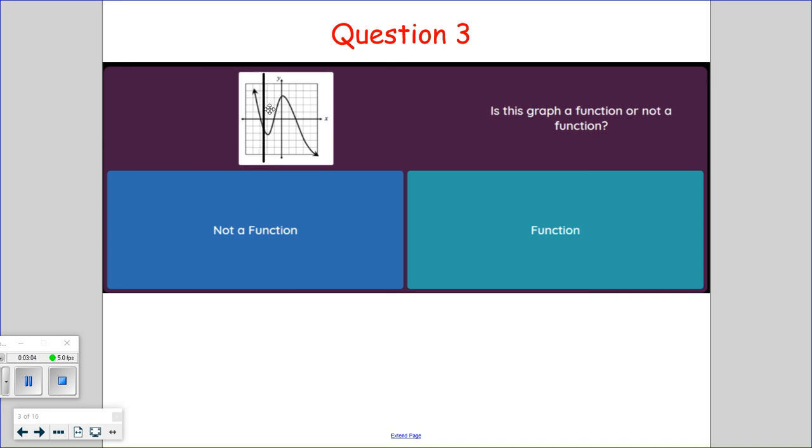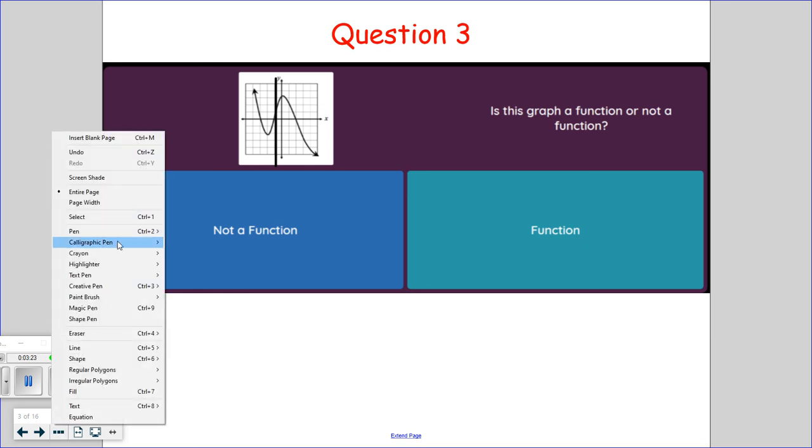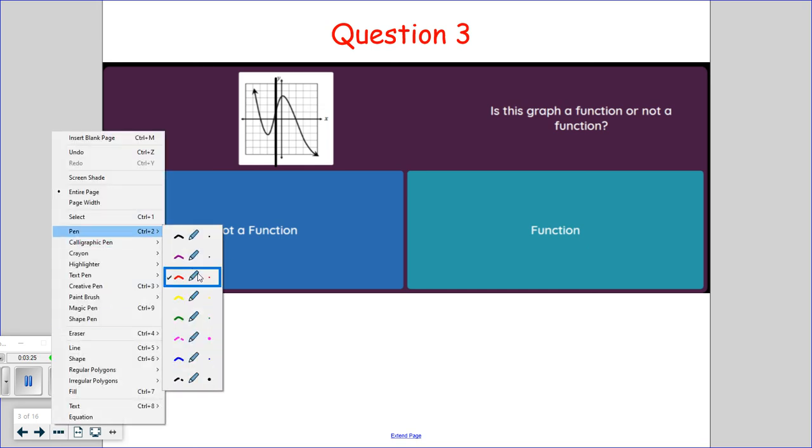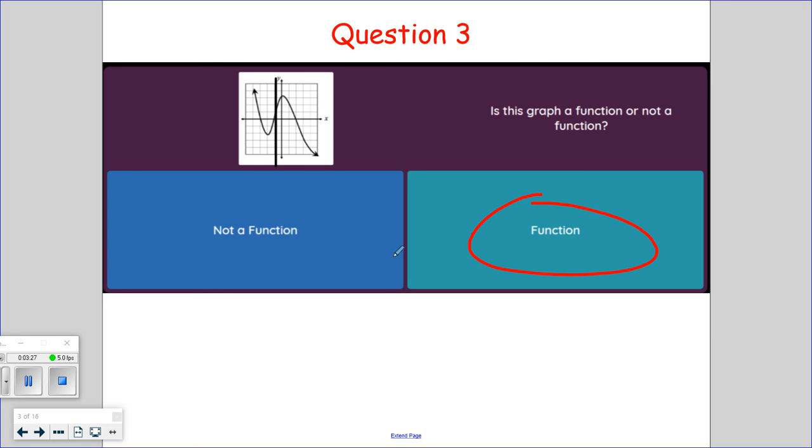Only point it crosses is right there. It only crosses this relationship one time at each point. So if you were to drag a vertical line, if it only crosses your relationship once, then it is a function. So this is a function right here. Let's try another one.